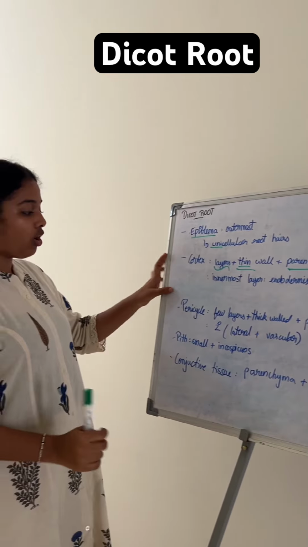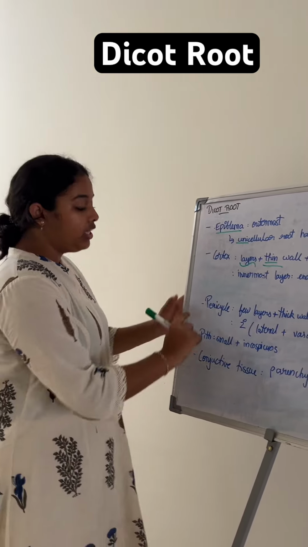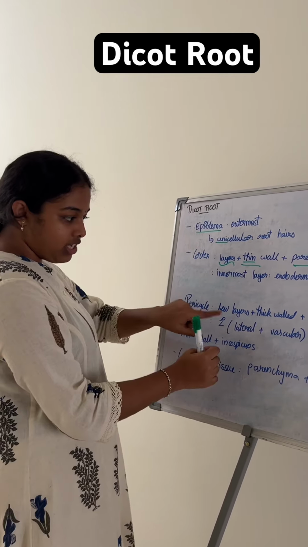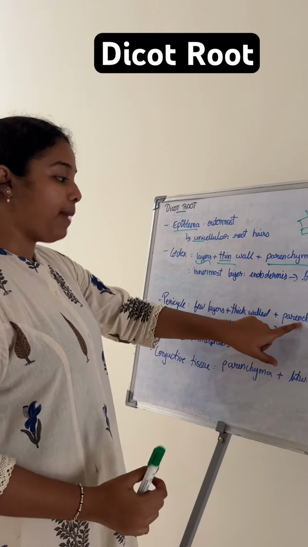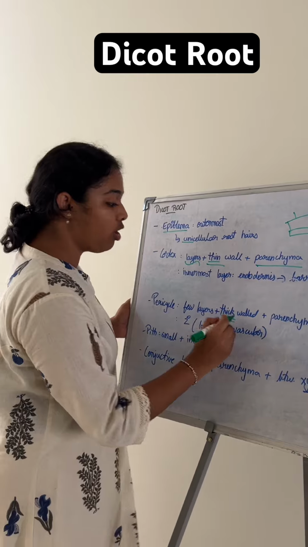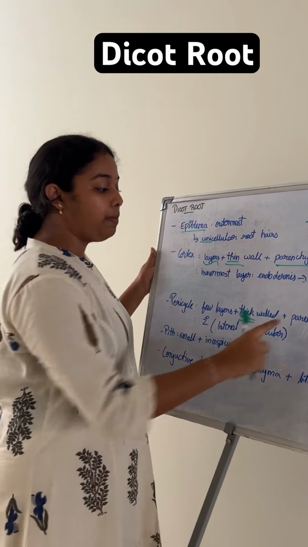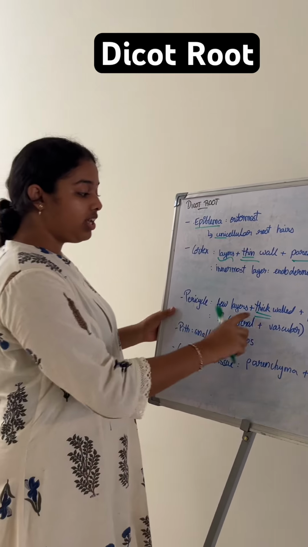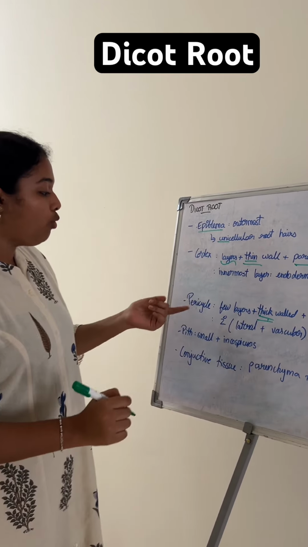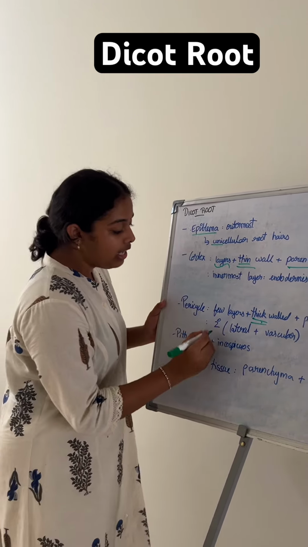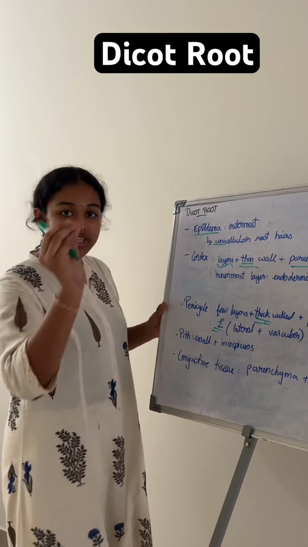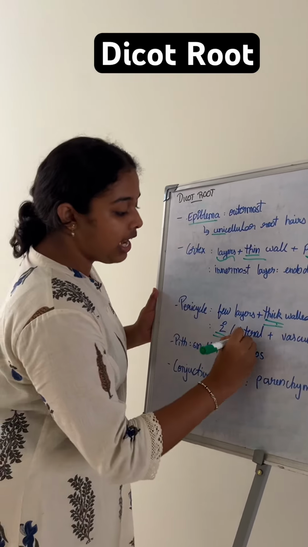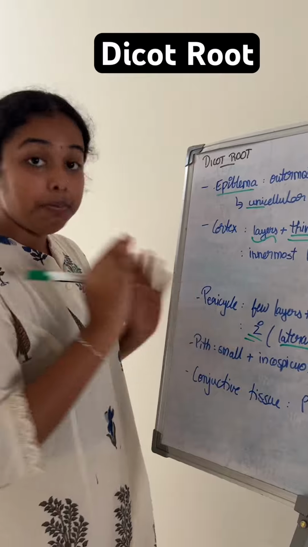Now that we are done with the cortex, let us move to the pericycle. Now this layer has few layers. It is made out of parenchyma, true, but it is thick walled. Please do not have the misconception that parenchyma cells are always thin walled. There are situations like here where it can be thick walled too. The speciality of this layer is that the secondary growth starts from here. Say the lateral or the vascular cambiums, it buds from here.